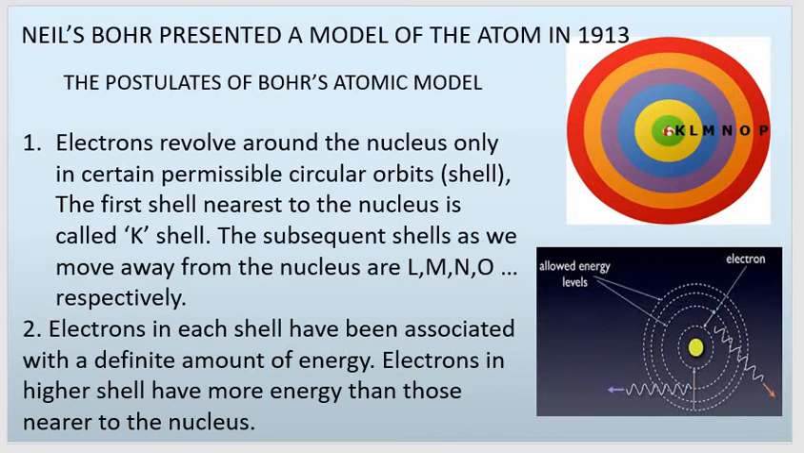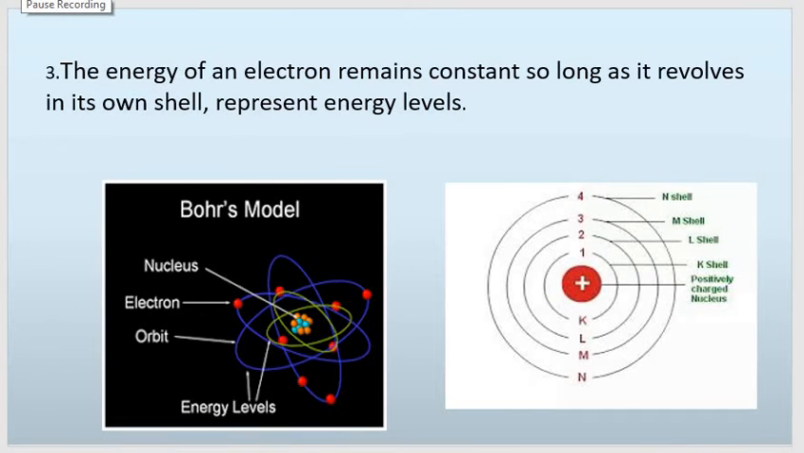The postulates of Bohr's atomic model are: electrons revolve around the nucleus only in certain permissible circular orbits, otherwise called shells. The first shell nearest to the nucleus is called K shell. The subsequent shells as we move away from the nucleus are L, M, N, O respectively. Electrons in each shell have been associated with a definite amount of energy. Electrons in higher shells have more energy than those nearer to the nucleus. The energy of an electron remains constant so long as it revolves in its own shell. The shells represent the energy levels.